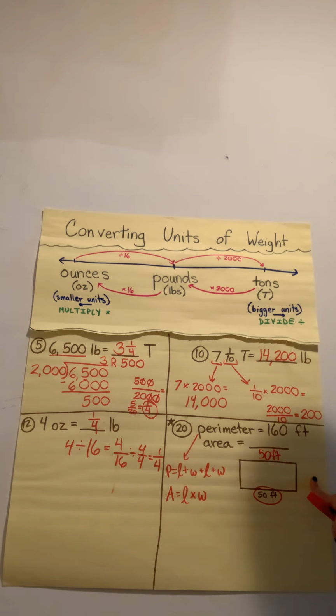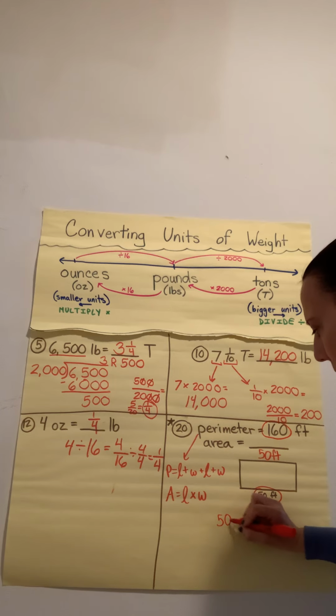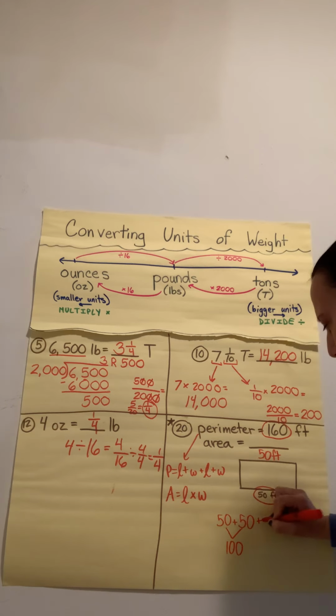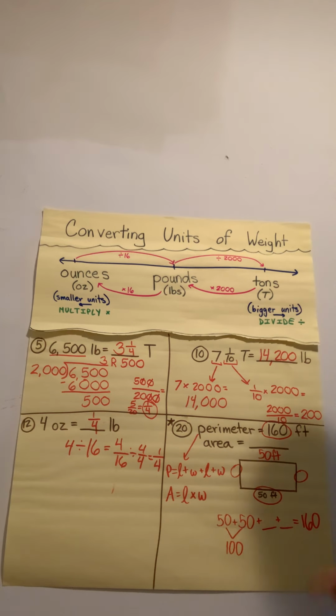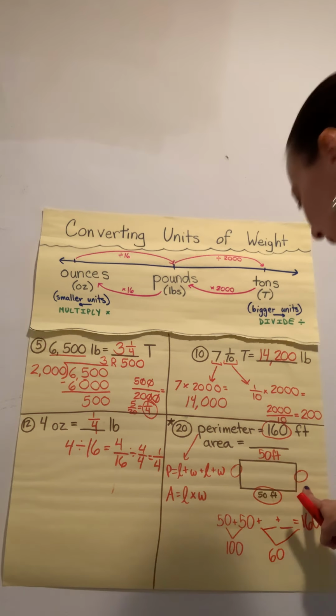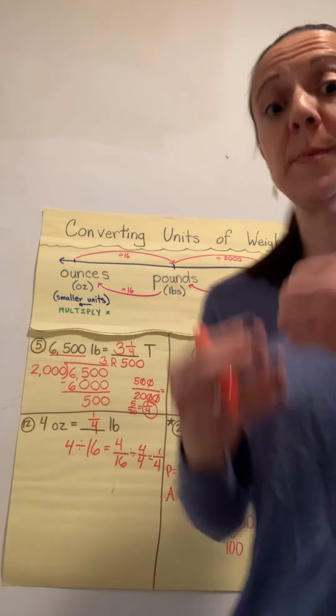But I still don't know what this side is. Oh, but I know the whole perimeter is 160. So I must have 50 plus 50. That's 100. Okay. Plus this side plus this side equals 160. Okay. Well, gee, that must mean that this part is 60. Because if this plus this is 100, and this, I'm going to get 160. I'm still missing 60. These two together must be 60.